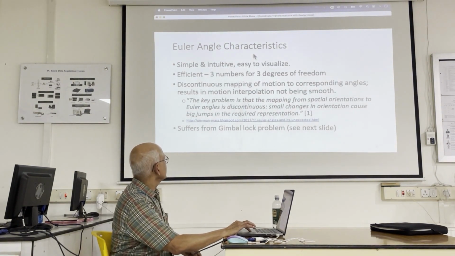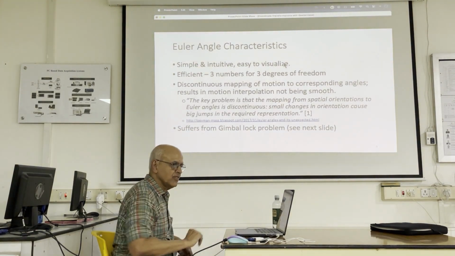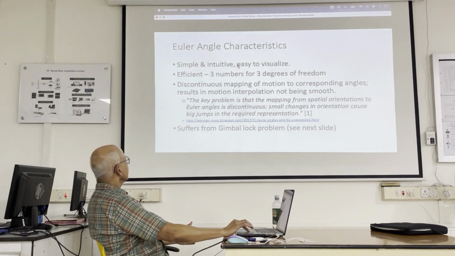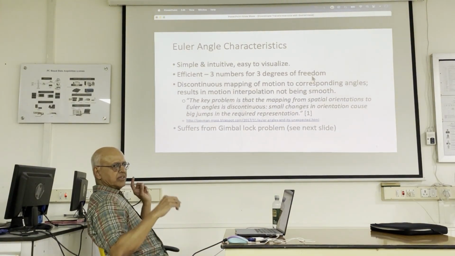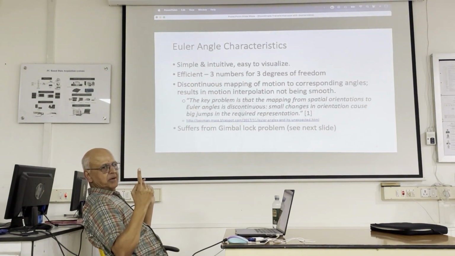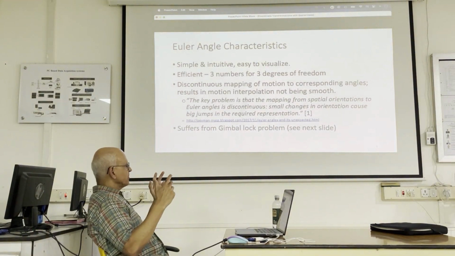So Euler angles, what is the advantage of using the Euler angle system? It's simple and intuitive and easy to visualize. So that's the beauty of it, right? There's only 3 numbers for 3 degrees of freedom. Quaternions is going to be 4: x, y, z, w. But it's going to avoid gimbal lock, so worth it. So gimbal lock, you see, is a major problem.